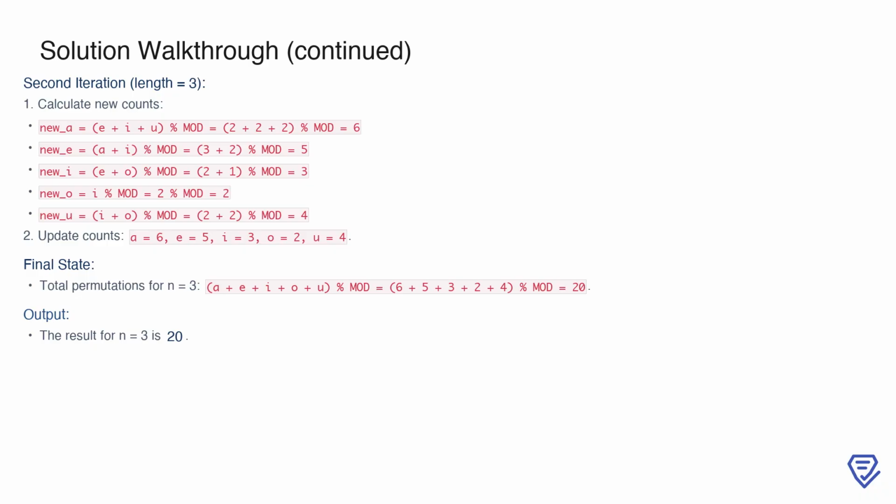With these updated values, a becomes 6, e becomes 5, i becomes 3, o becomes 2, and u becomes 4. Adding these together gives us the total permutations for n equals 3: 6 plus 5 plus 3 plus 2 plus 4, which equals 20. Thus, the result for n equals 3 is 20.